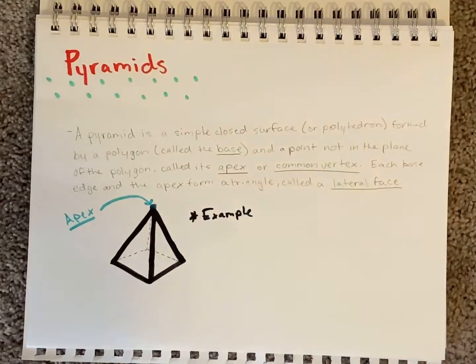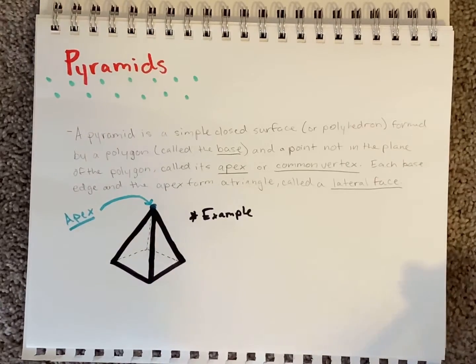Pyramids. A pyramid is a simple closed surface, or polyhedron, formed by a polygon called the base, and a point not in the plane of the polygon, called its apex, or common vertex. Each base edge and the apex form a triangle, called a lateral face. And here is an example.